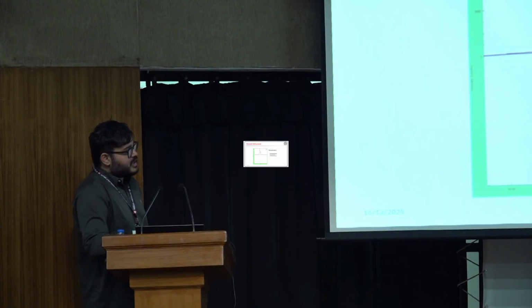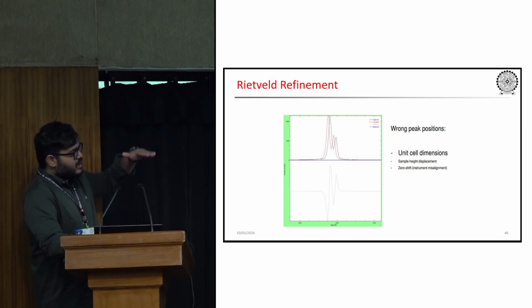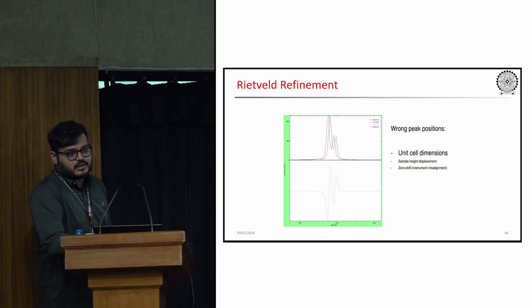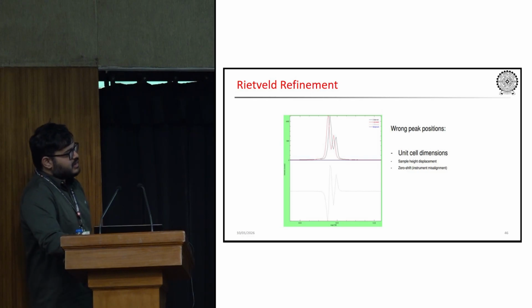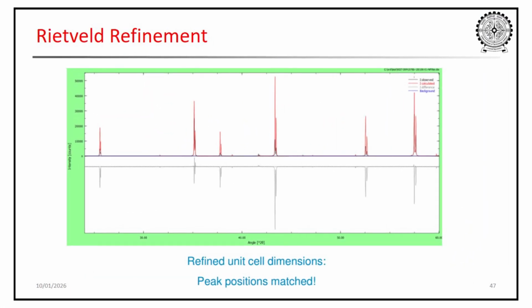There is some sample displacement, there is some zero shift. That is, your sample is slightly higher than in the equipment. So typically, if you see this kind of a pattern in your Rietveld refinement, that means you have to refine either your unit cell dimensions, your sample height, or your zero shift, right?